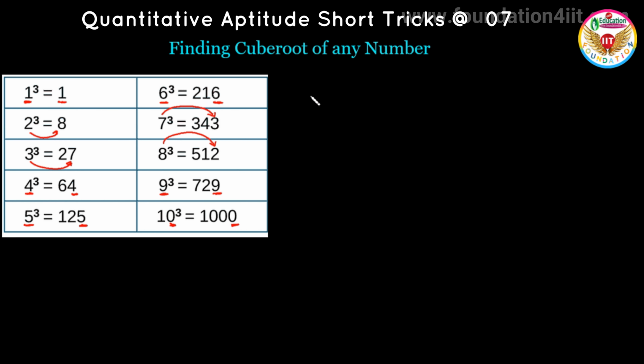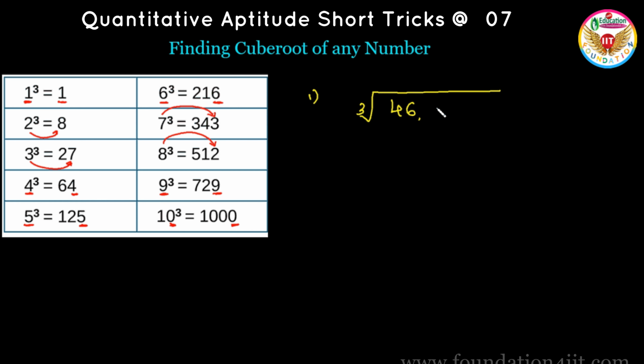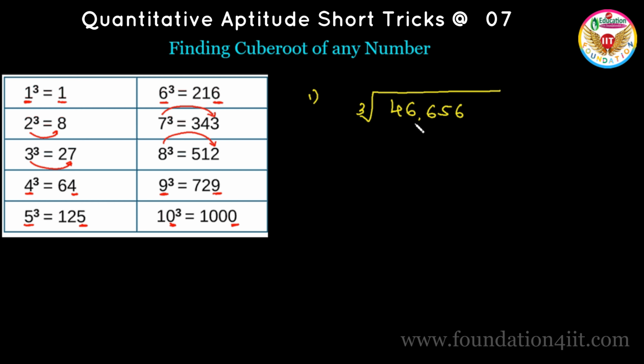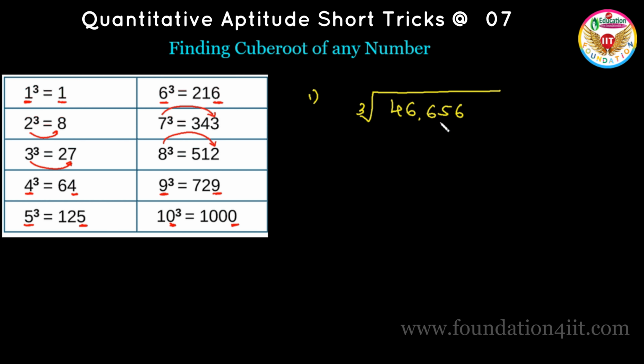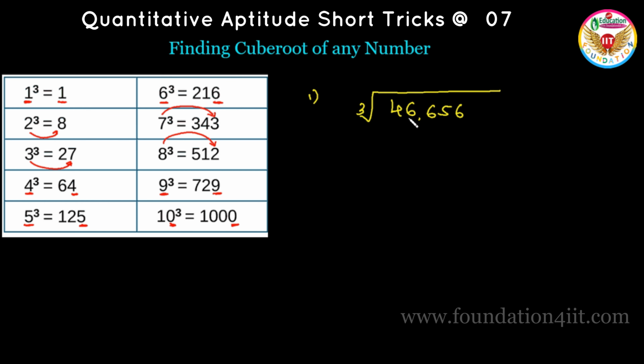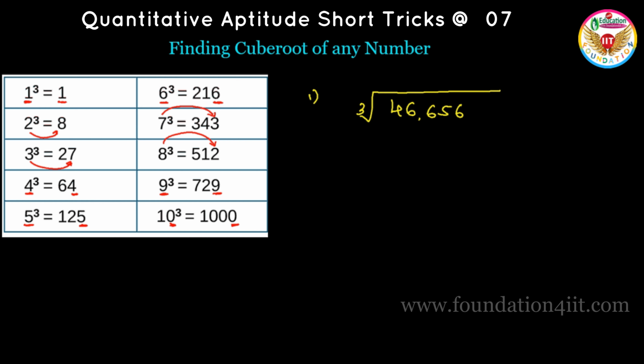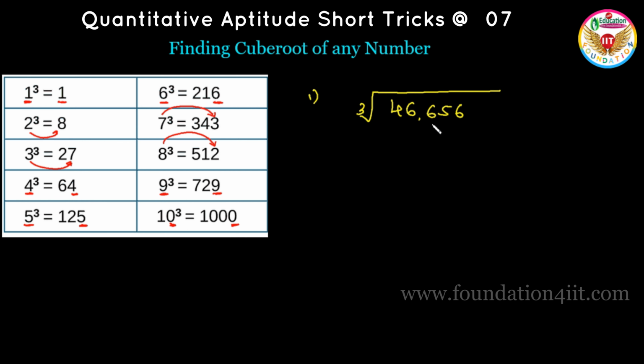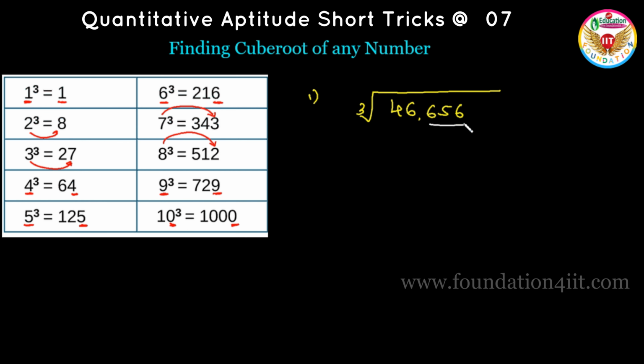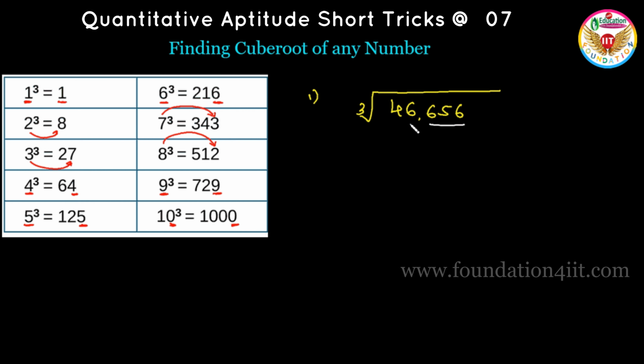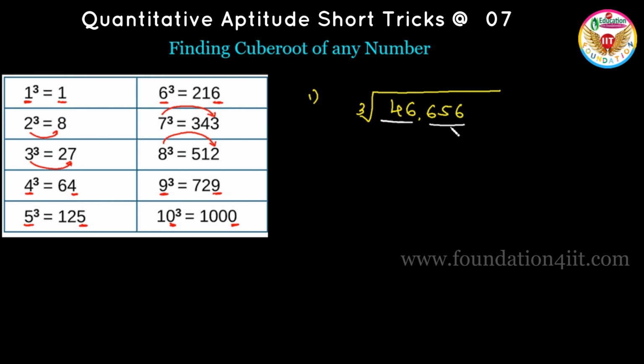Right. Let me take one example. If you want to find the cube root of, for example, 46,656. 46,656 is a perfect cube. So what is the cube root of this number? You have 2 steps to do it. You make the last 3 digits, units, tens and hundreds, one set, and the remaining number is another set.